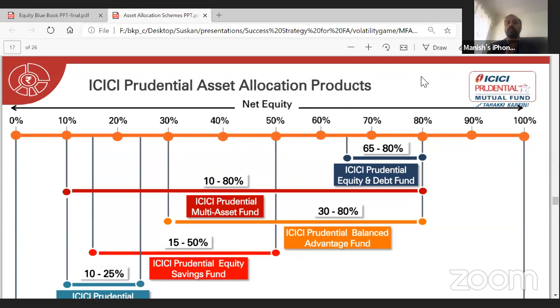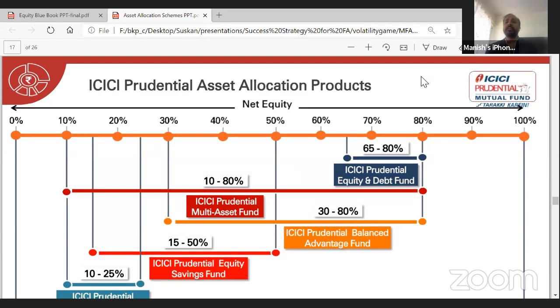So let's look at our hybrid schemes, how they have been positioned, what their structure is. In our asset allocation schemes, the most aggressive or most extreme, on the right hand side, if you see, is ICICI Prudential Equity and Debt Fund, which comes under the balanced category. Here your equity level can range between 65 to 80. This means when the market is very cheap, your equity level can be 80%, and when the market is expensive, it can come down to 65%.